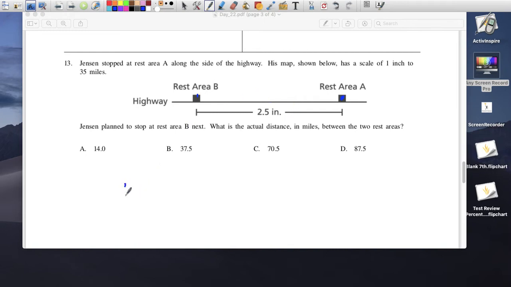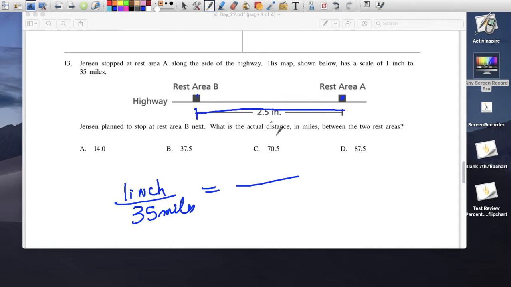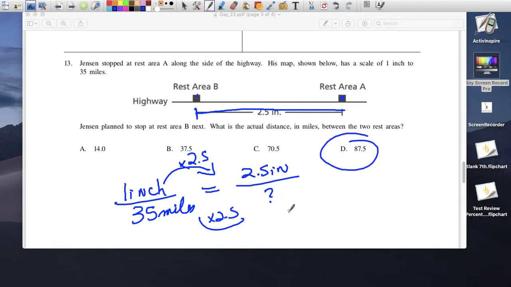So it says that 1 inch on your map is the same thing as 35 miles in real life, right? So write it like that. And then he measured with a ruler, and this is apparently 2.5 inches. How much is that in real life? Okay, so what's the relationship here? It has to be times 2.5. So 2.5 times 35 is 87.5. Okay, so this is the answer.